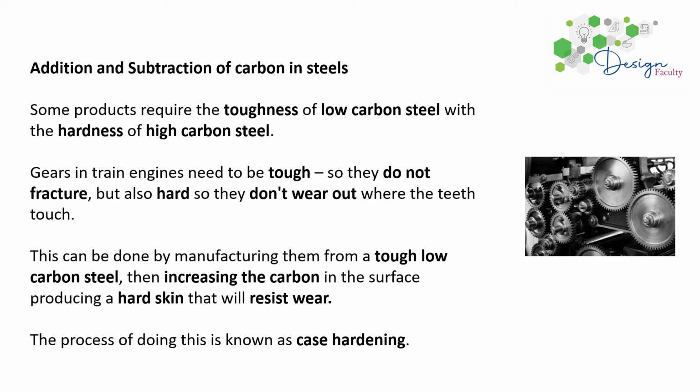So gears in train engines need to be tough so they don't fracture because of the pressure put on them. We don't want them to crack and break. But they also need to be hard so they don't wear out where the teeth touch. Because if those teeth wear out on the edge, then the gears won't mesh together properly. So you can do this by manufacturing them from a tough low carbon steel. Then you increase the carbon just on the surface by producing a hard skin that resists wear. And this is called case hardening.